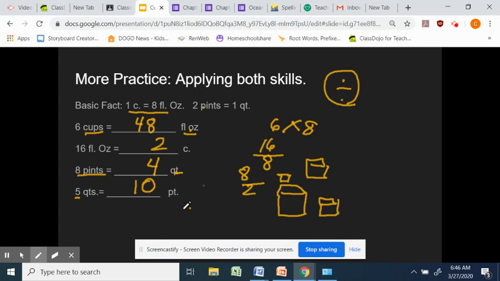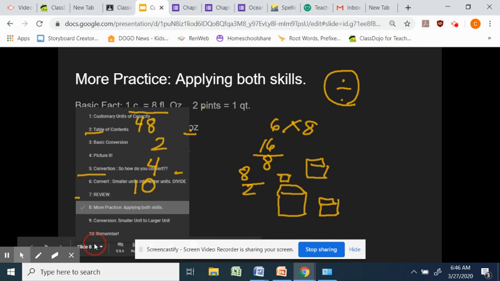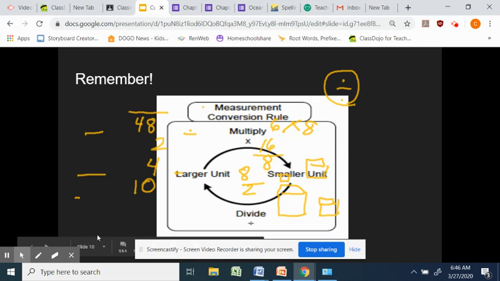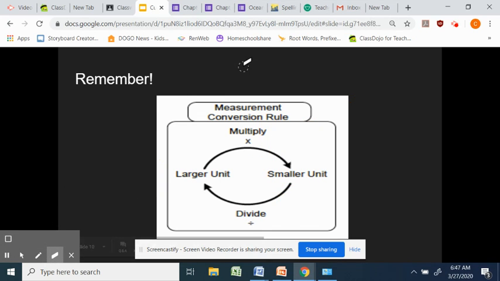Okay, so here again is what I want you to remember or copy if you need to. If you are converting from a larger unit to a smaller unit, you multiply. From a smaller unit to a larger unit, you divide. And you guys already know that because I had that lesson before, where if it says three and a half, you always convert your whole first and then you do your half after.